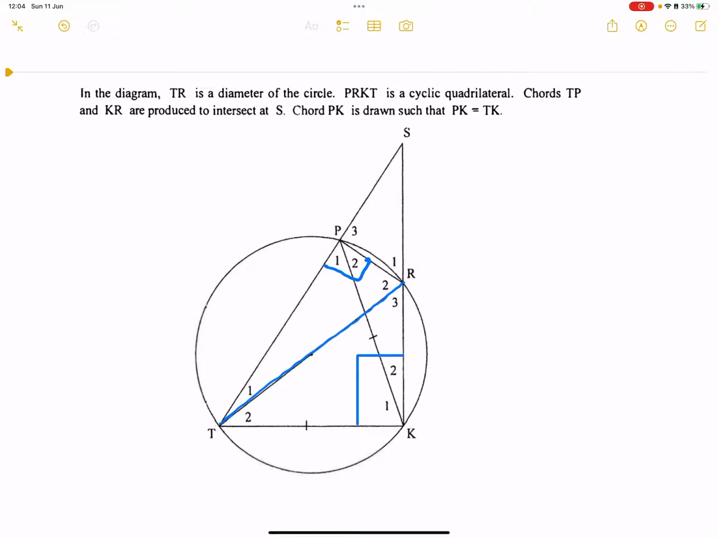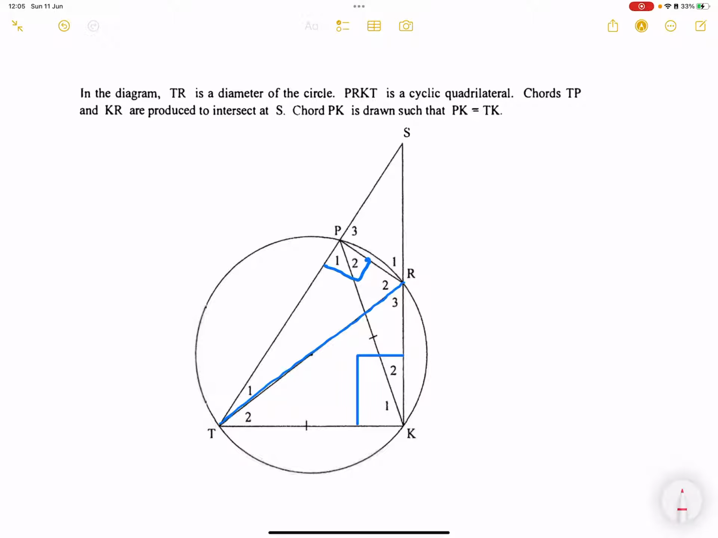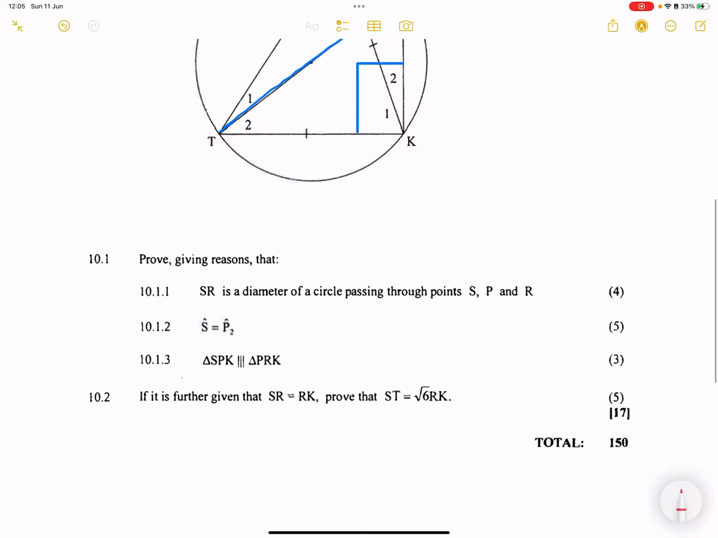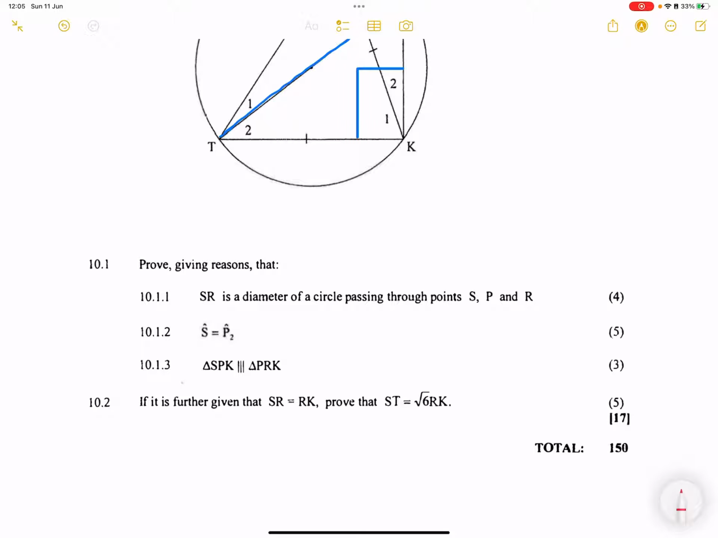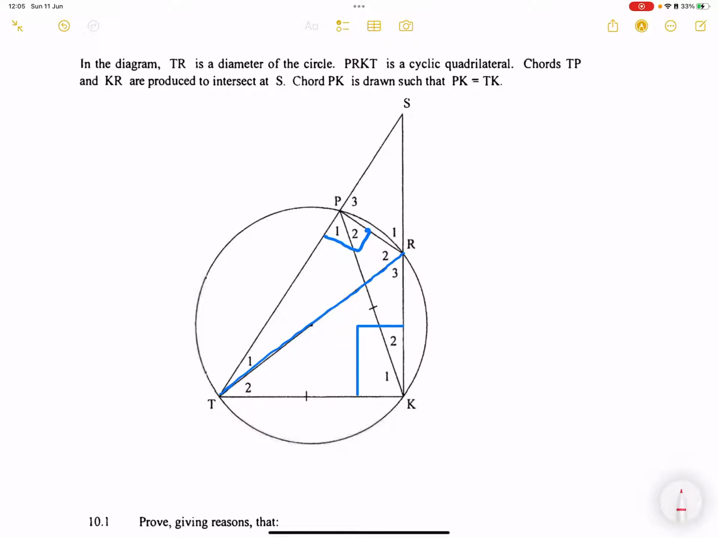So they say chord PK is drawn such that PK is equal to TK. All right, so probably we're going to use that later on. This I like doing for the sake of being able to work through the diagram. If you go down and look at the questions, they want us to prove several things. But let's first work within the diagram and see who's who in this zoo.